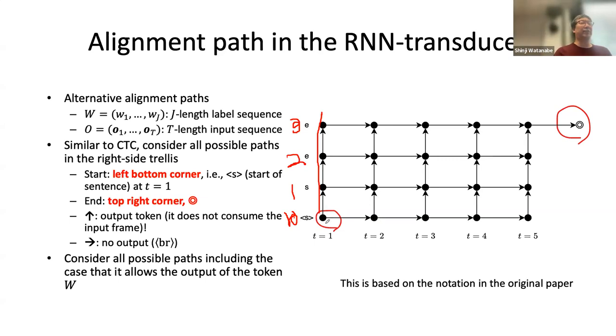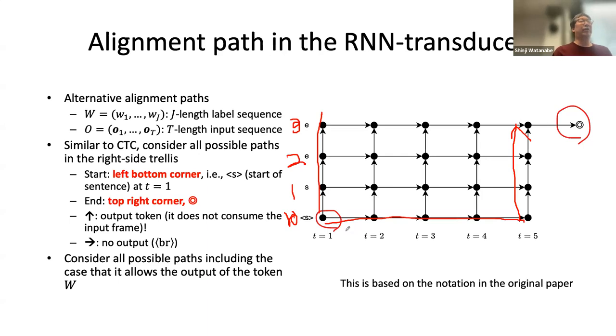For example, if we just consume the time frame, this means we just remain at the start of the sentence and don't output anything at all at this stage. However, to reach this goal, we can have this kind of route. And then we can produce the SEE based on this route.